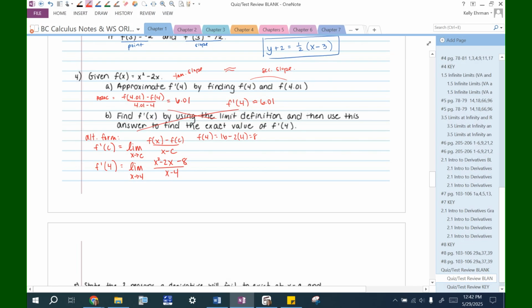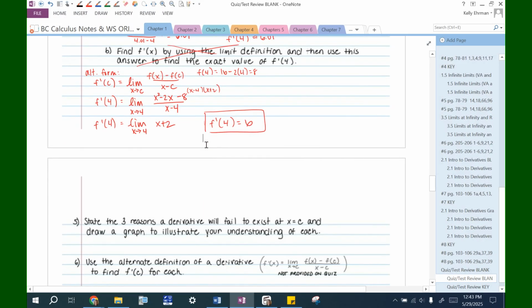Now, if you plug 4 in right now, you're going to get 0 over 0, but this can be factored. It's equal to the limit as x approaches 4 of x minus 4 times x plus 2 over x minus 4, so really just x plus 2. And go ahead and plug 4 into that. F prime of 4 is then equal to 6. Seems reasonable. My approximation was 6.01. The actual value is 6. That's good. We're on track for that.